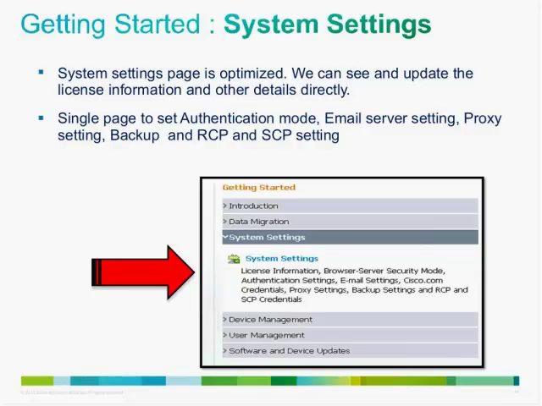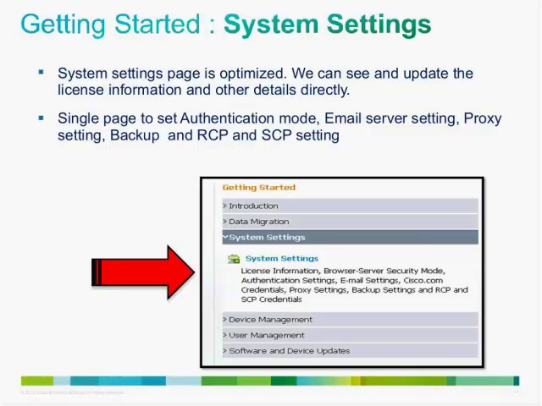So talking about the system settings, these are the minimum system settings where it is optimized to receive a minimum input. We can see the updates, license information, and other details directly. For those who have installed the evaluation version directly from the installation and have not installed the license, we can enter the license information from here.